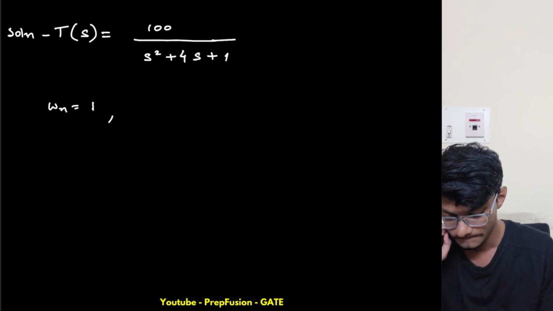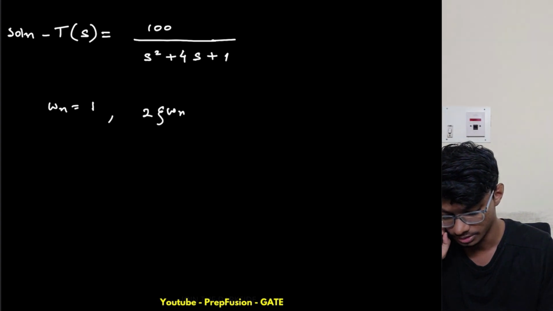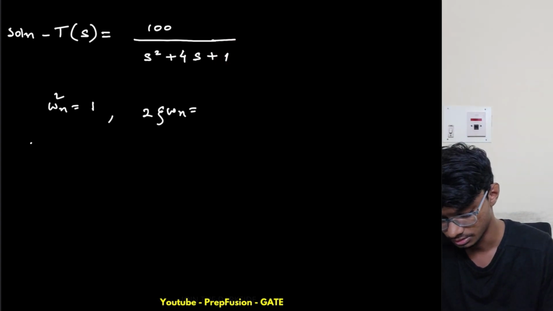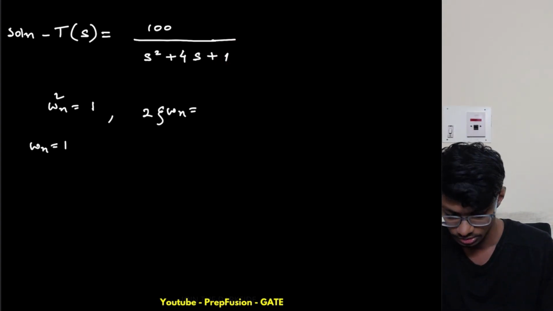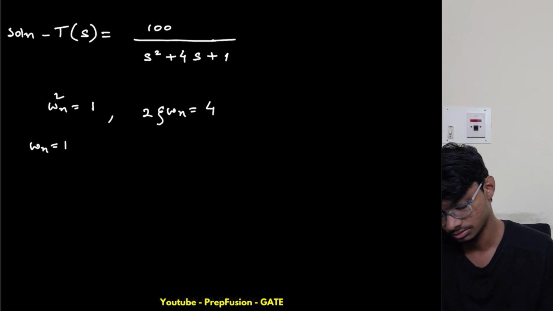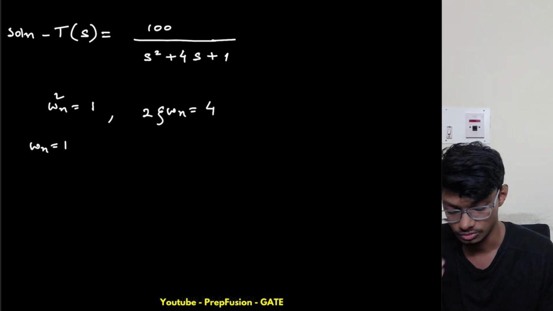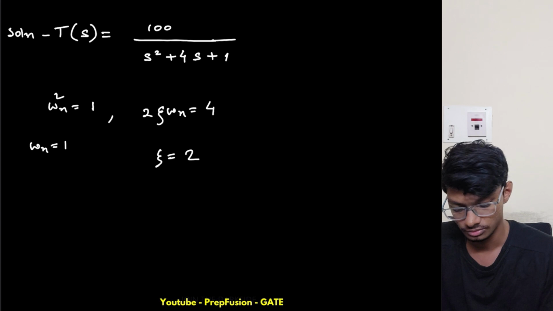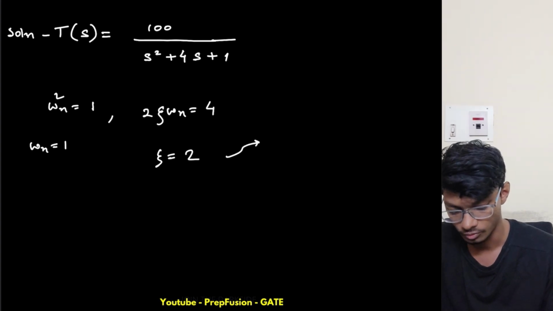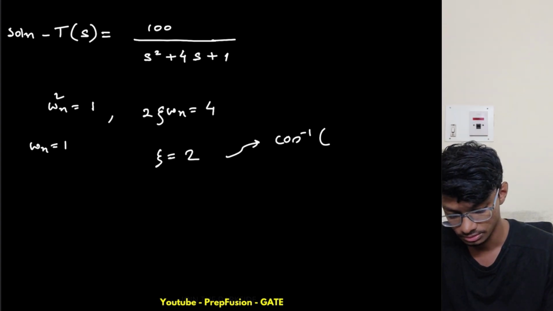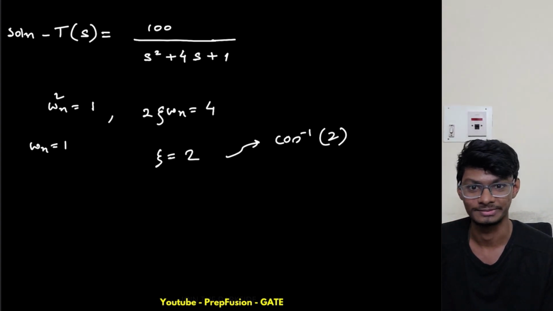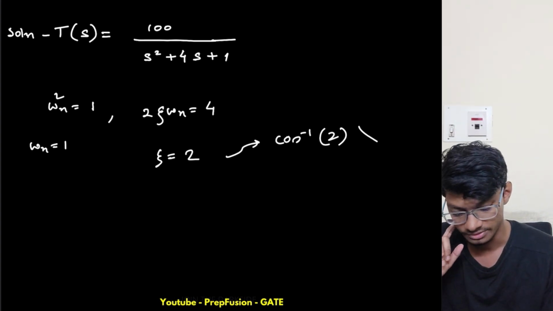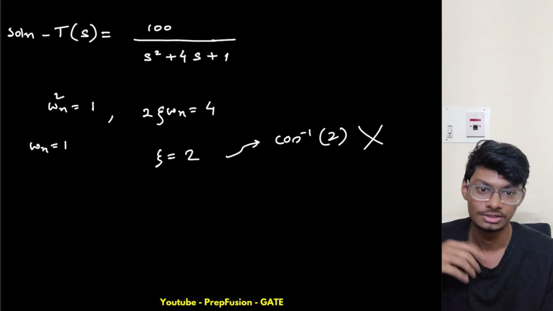Now what is my 2 zeta omega n? 2 zeta omega n equals 4, because omega n square equals 1. Hence omega n is also equal to 1. So omega n equals 1 and 2 zeta omega n equals 4. Okay, and now zeta comes out as 2, right? So now you will find theta, and if you go on to find theta, you will get cos inverse 2. Now you are confused, what happened? Obviously cos inverse 2 doesn't exist. What is the issue here?